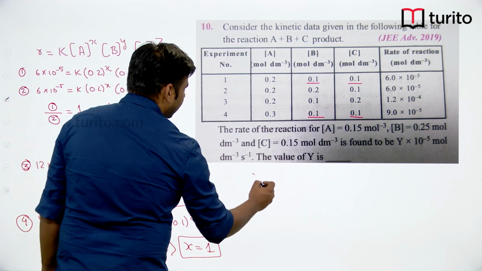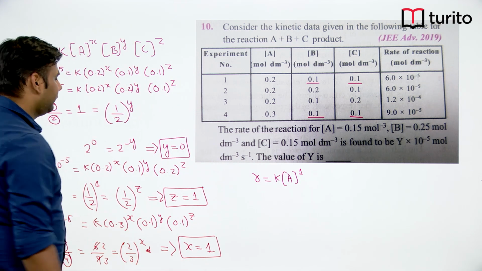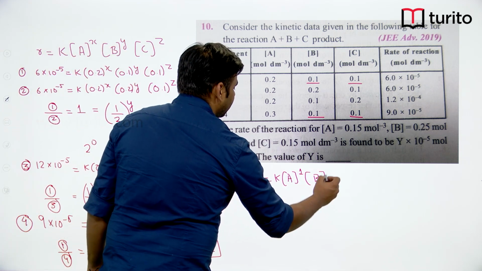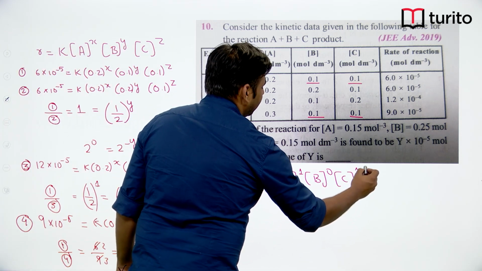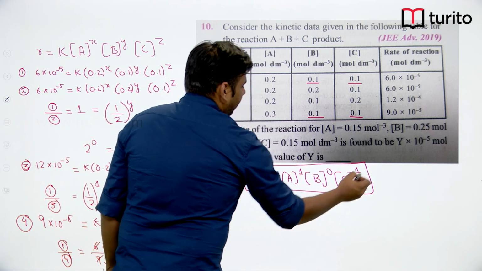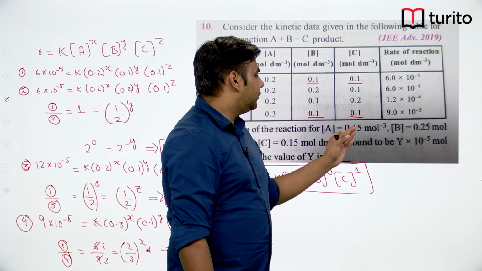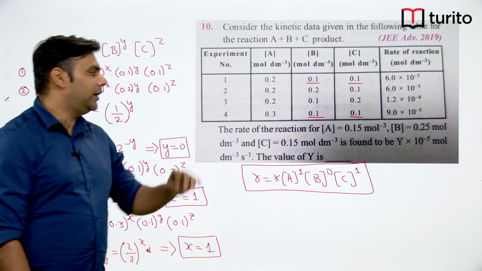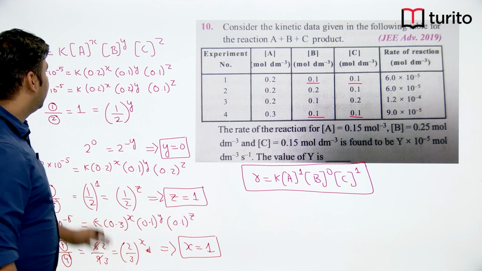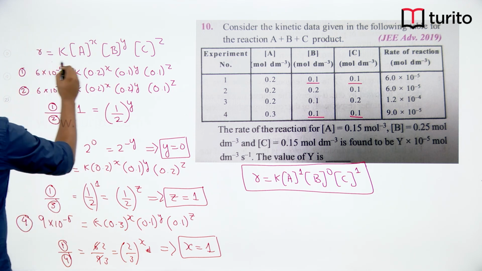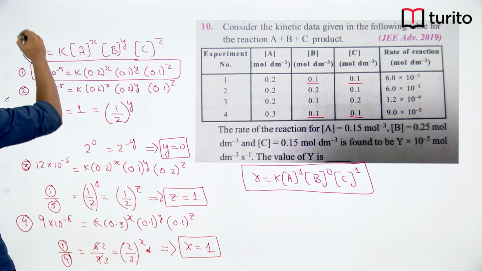So the rate law would be K into concentration of A raised to power 1 because X is 1, B raised to power 0 because the order with respect to B is 0, and C raised to power 1. So we derived the rate law. Now the question says the rate of the reaction for A equal to this, B equal to this, and C equal to this is found to be 5 into 10 raised to minus 5. So what we are going to do, first we are going to calculate the value of K. We will use any of the data, suppose we use 1. So basically from this we are going to calculate the value of K.